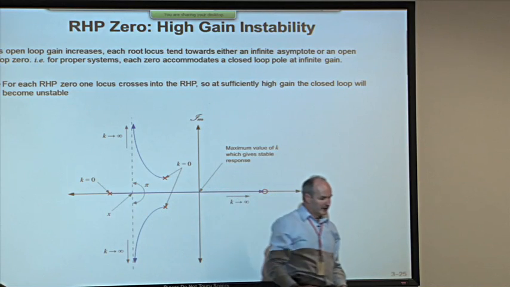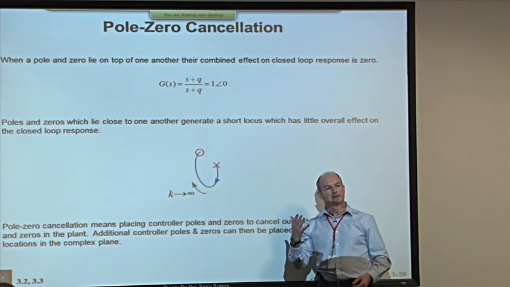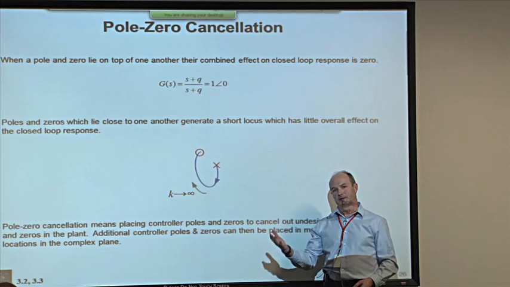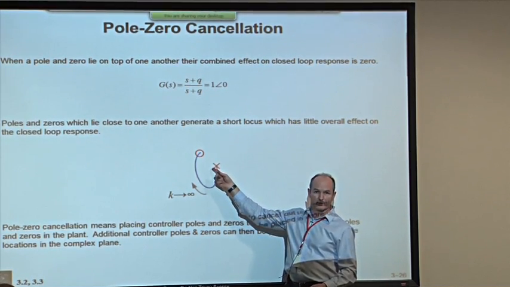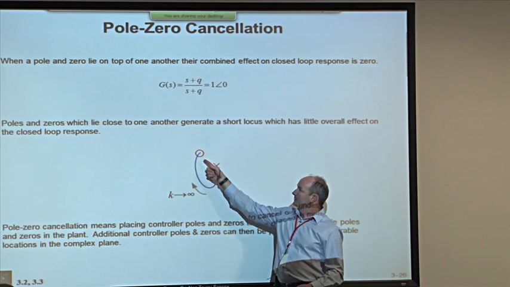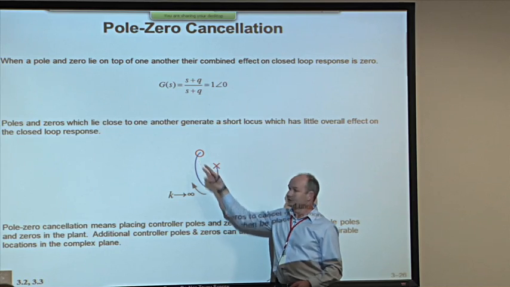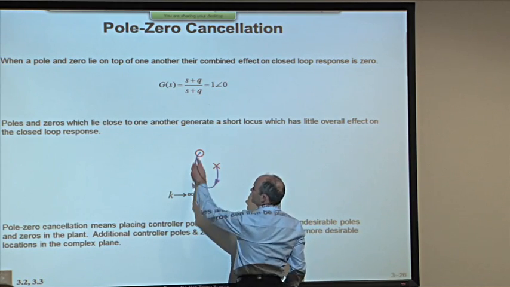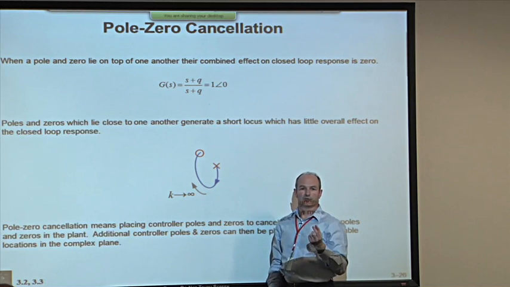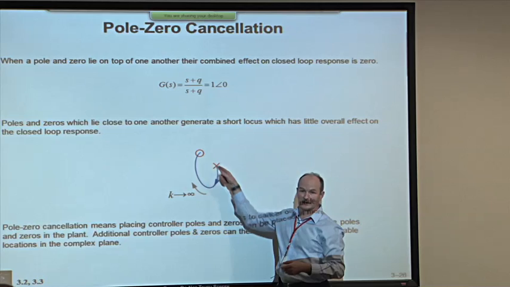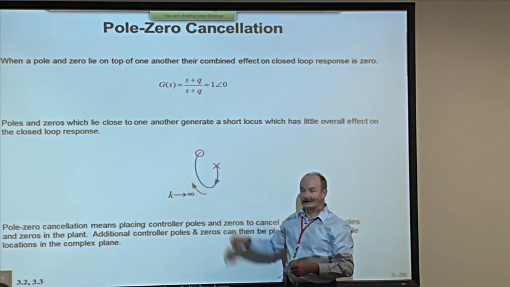And what you do is you place poles and zeros in your controller such that they cancel out undesirable ones in the plant. For example, if I have an undesirable pole in my plant and I put a zero on top of it or very close to it, what you end up with is a very short locus from one to the other. And short loci influence the overall response very little. So you don't even have to get the cancellation exact. You can just get close to it, and I'll show you shortly that that'll be good enough.